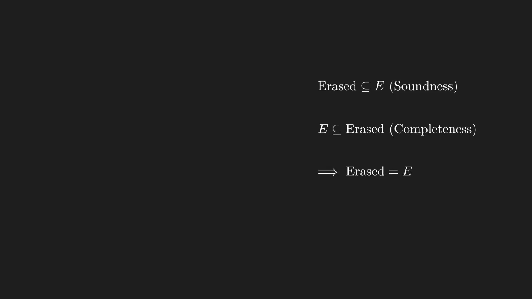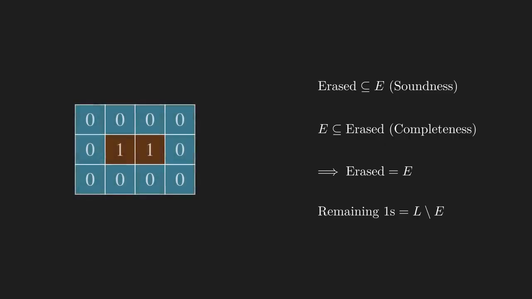Soundness shows that the erased set is contained in E, while completeness shows that E is contained in the erased set. Two-way containment proves that the erased set equals E. Therefore, after all boundary searches finish, a cell still equals 1 exactly when it was originally land and had no path to any boundary. The remaining ones are precisely the enclave cells.